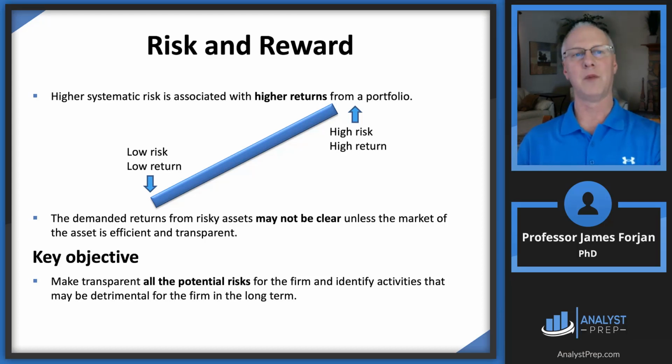One of the things about modern portfolio theory is that those men, like Harry Markowitz and William Sharpe, relied on an efficient and transparent market. And things work really well if markets are completely efficient and completely transparent. But what we know is there are pockets of inefficiency for a variety of reasons. And so those expected or demanded returns might not be clearly able to be identified. All right, so our key objective here is to make transparent all of the potential risks.